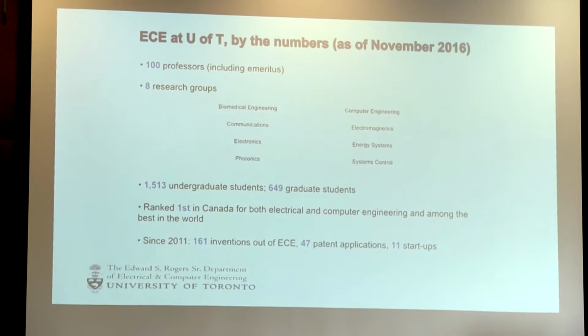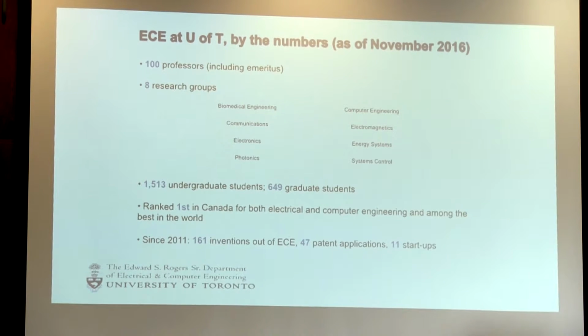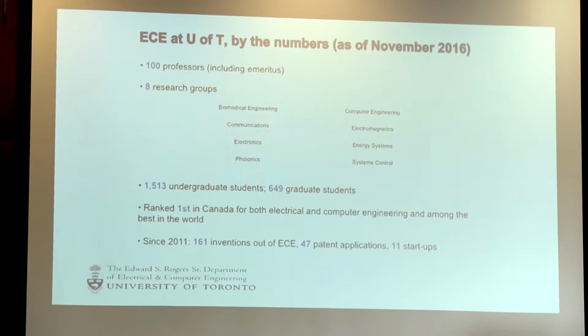These numbers were as of last year. We have about 1,500 undergrads, 650 graduate students. We're the top ranked school in Canada for electrical and computer engineering, among the best in the world. Lots of really exciting innovations coming out of the department: inventions, startups, patent applications, and that's everyone from our undergrads to our professors doing some exciting stuff there.